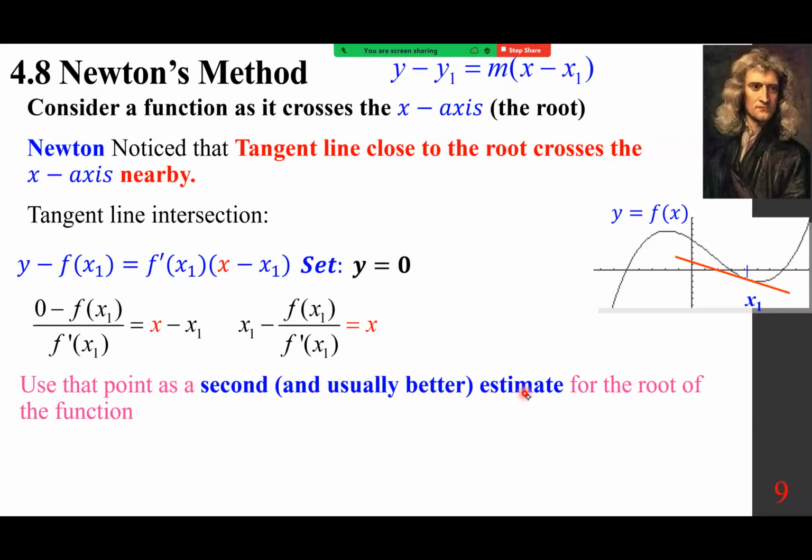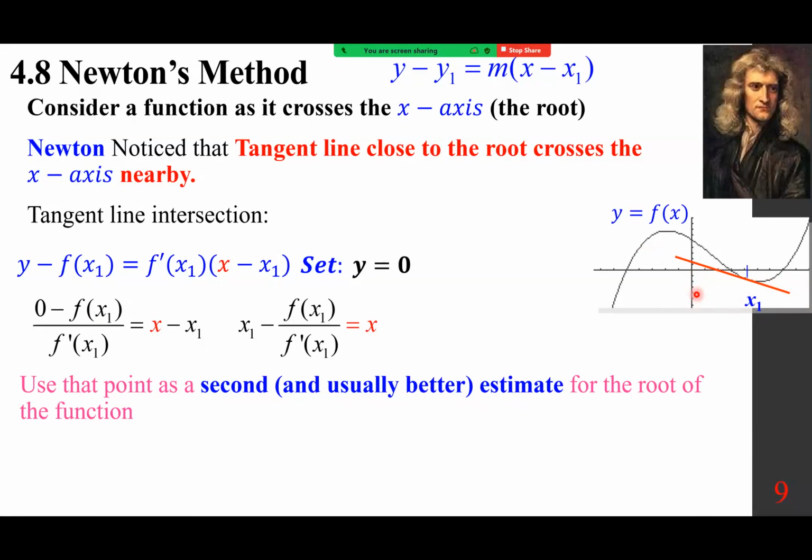By the way, sometimes it may not. If the tangent line has a slope that becomes close to a horizontal tangent line, then it won't work. Has a slope that is close to 0, it won't work. So we are assuming it gives us a better estimate for the root of the function.